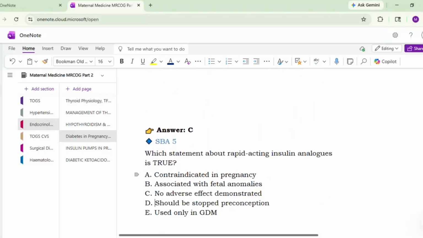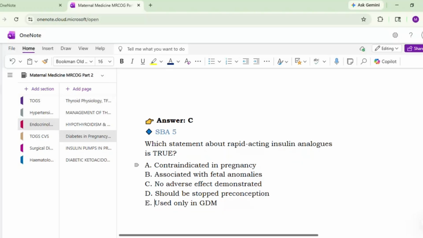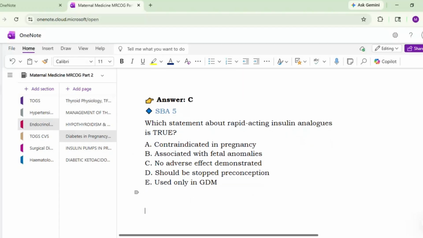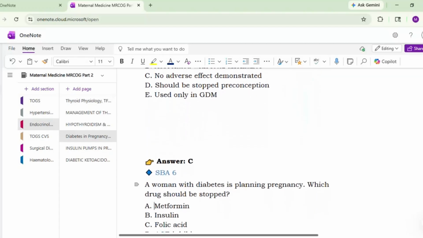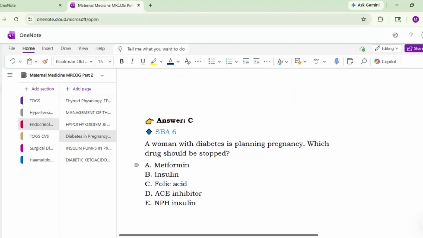Next. Which statement about rapid-acting insulin analogs is true? Contraindicated in pregnancy, associated with anomalies, no adverse effect demonstrated. So it is C, no adverse effect demonstrated. If the patient is stable on rapid-acting insulin analogs, then we should continue. Otherwise, no.